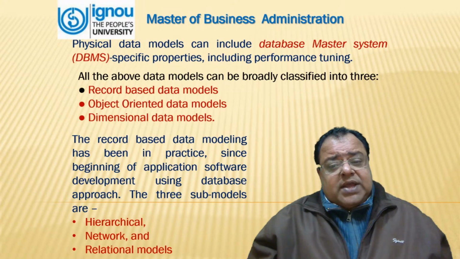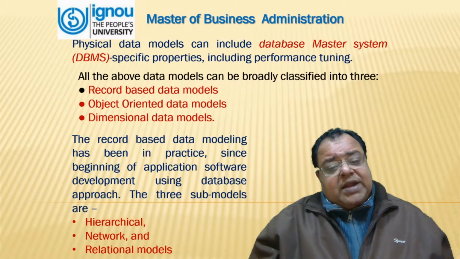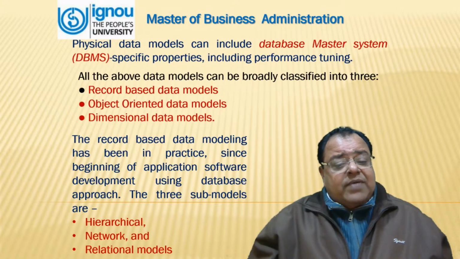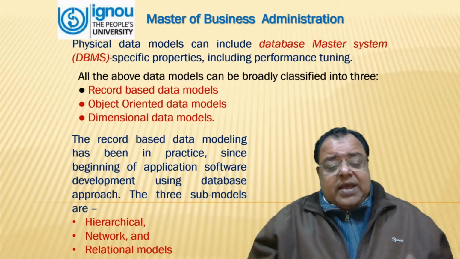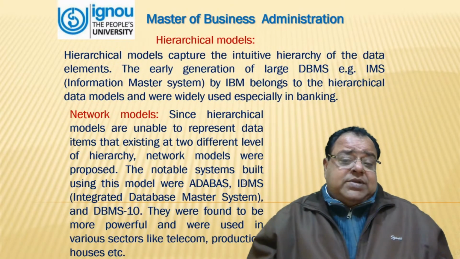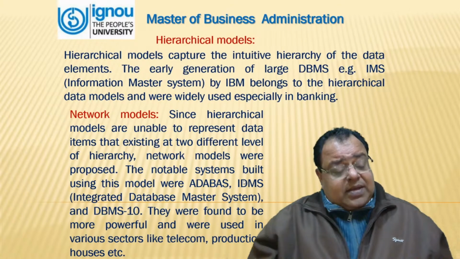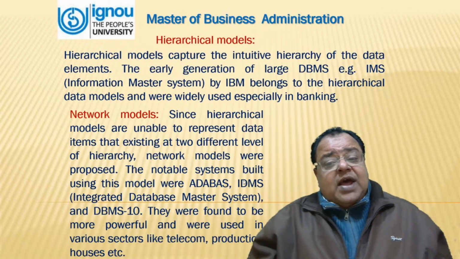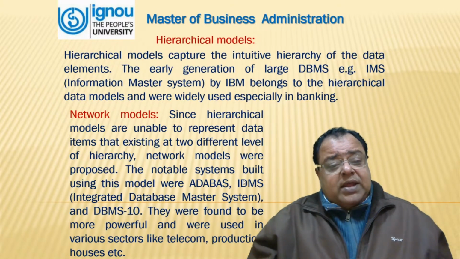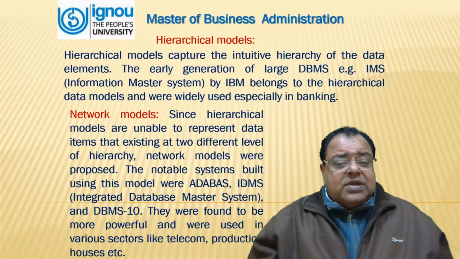All the above data models can be broadly classified into three: record-based data models, object-oriented data models, and dimensional data models. The record-based data modeling has been in practice since the beginning of application software development using the database approach. The three submodels are hierarchical, network, and relational models. Hierarchical models capture the intuitive hierarchy of the data elements. The early generation of large DBMS, that is IMS, Information Management System, by IBM, belongs to the hierarchical data model and was widely used, especially in banking.